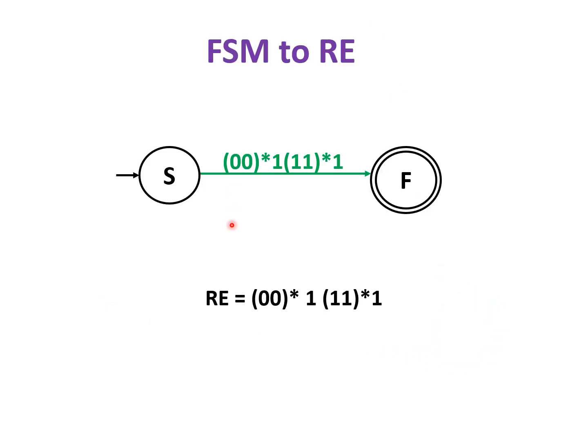Then the regular expression built from the finite state machine by the state elimination method is 0, 0 whole star 1, 1, 1 whole star 1.